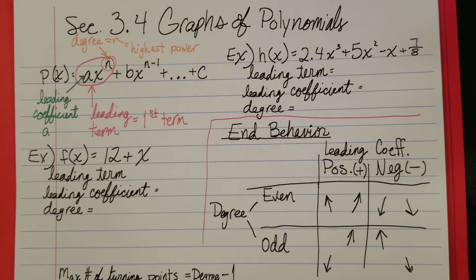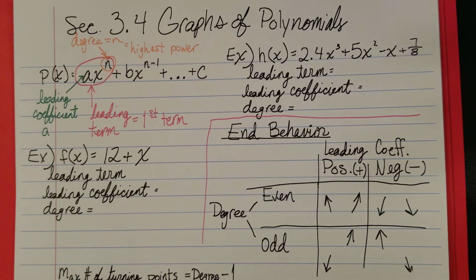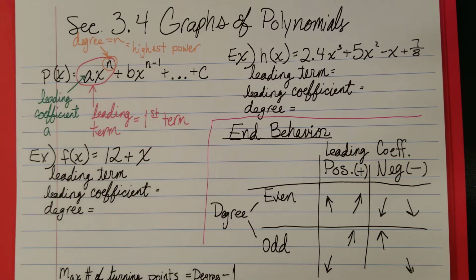All right, section 3.4, finally we get to graph these polynomials. It's finally going to all start to come together like I keep saying. All right, so just to make sure that we are good with the terminology, here's an example of a polynomial.